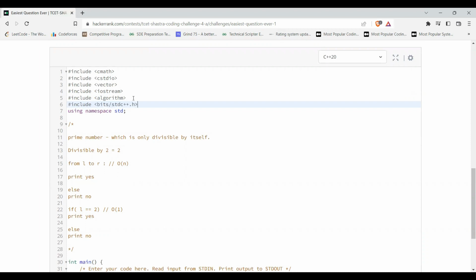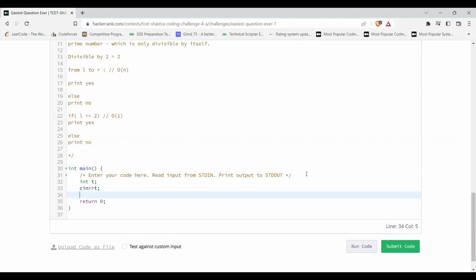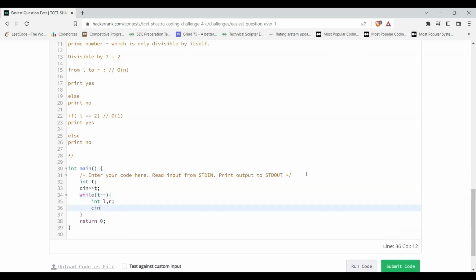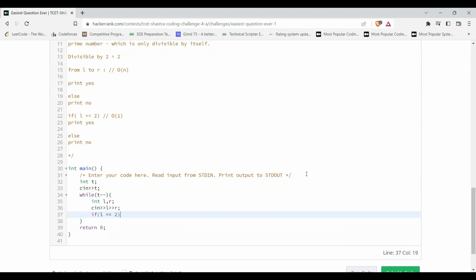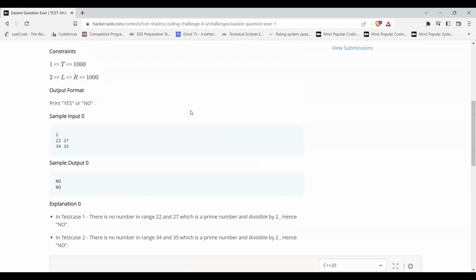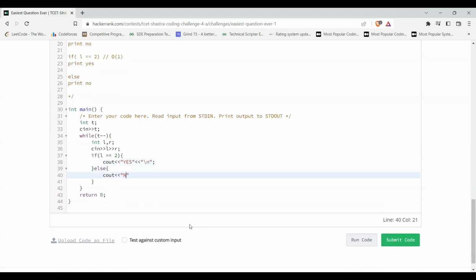Include the header file, and then we take the number of test cases, and then while T minus minus, we'll create two variables L and R, take inputs, and if L is equal to 2, we'll simply print out yes, as it is case sensitive, yes is in caps, else we'll print no.